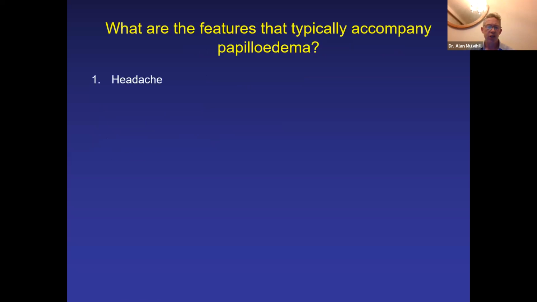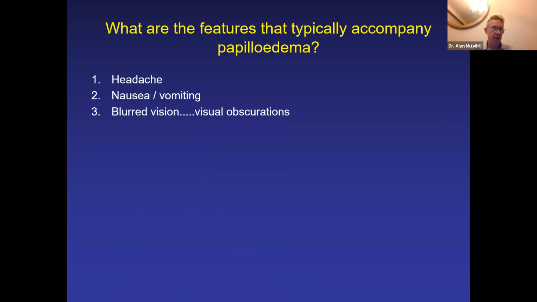What are the associated clinical features you would get with papilledema? Well, one is headache. With raised intracranial pressure, you might get headache, nausea and vomiting, particularly in the mornings, and blurred vision. People with raised intracranial pressure often report what are called visual obscurations. Their vision goes dark in both eyes for 10, 15, 20 seconds and then comes back. So it's a very distinctive description when patients describe it.